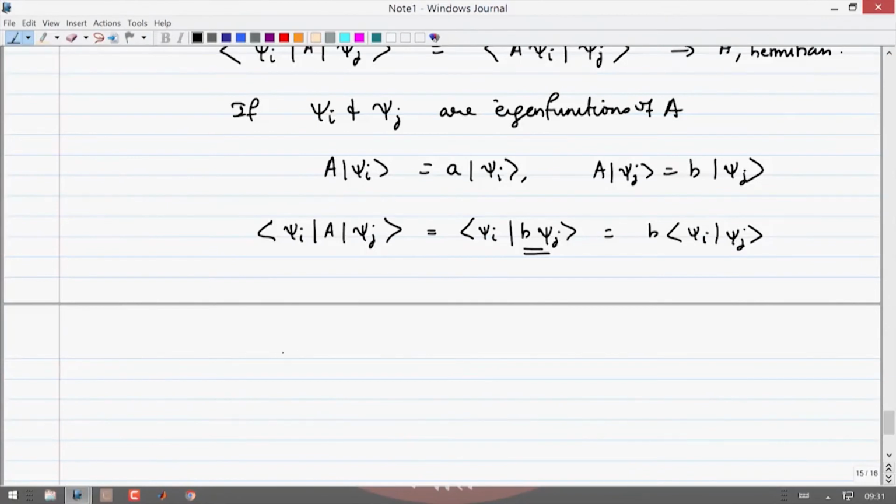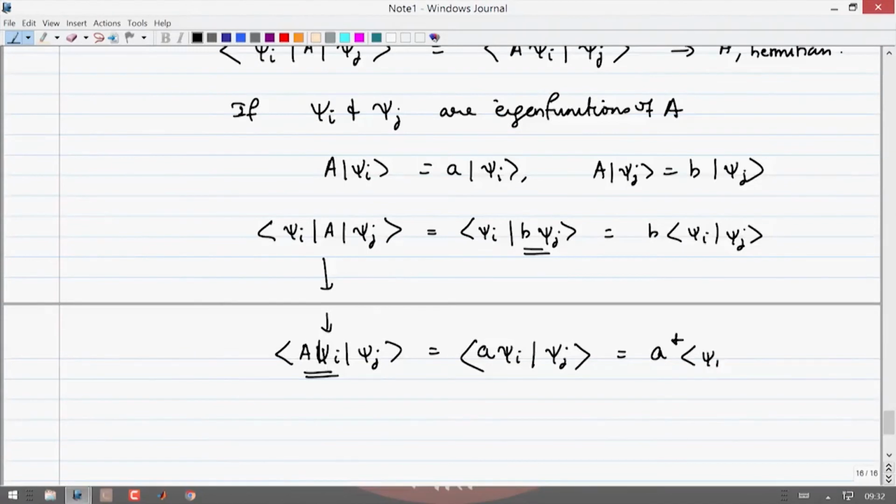Now, if the operator is Hermitian, then these two are equal, and that gives you A psi i psi j, because the eigenfunction psi i for the operator A has the eigenvalue A, and therefore this is A star psi i psi j. These are some examples of how to manipulate the wave functions and the hermiticity property of an operator using the ket-bra notation.